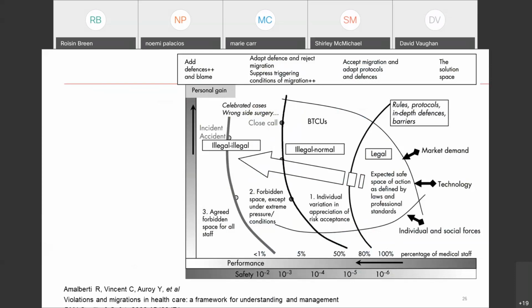and while there are agreed forbidden spaces for all staff, there is this grey area in between. And that links back with the idea of just culture, that the first thing in understanding and trying to introduce just culture is defining what these forbidden spaces are. So where are the clear lines between what's acceptable and unacceptable? If we're all so stressed now, so busy, performing with probably less staff than we need, how do we navigate those spaces?